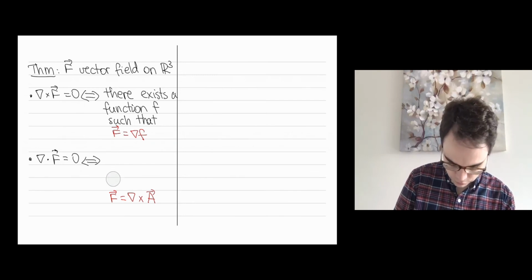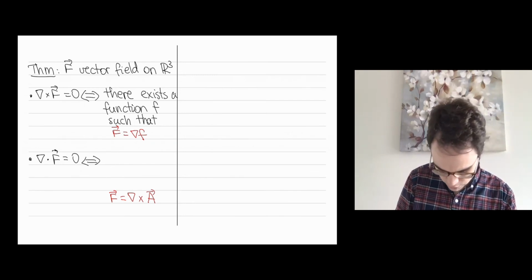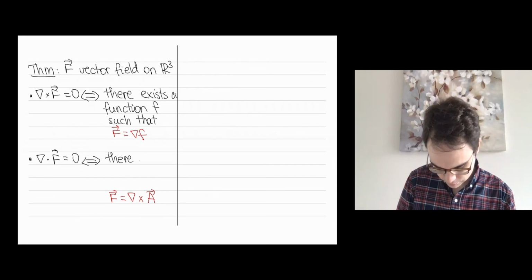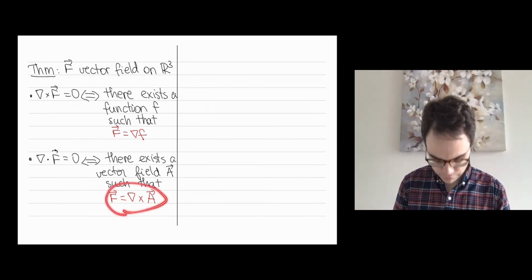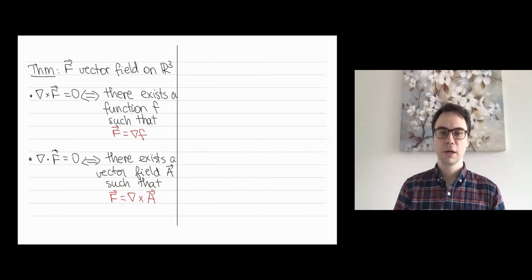And now here's the full language. So there exists a vector field A such that our given vector field is the curl of that vector field.